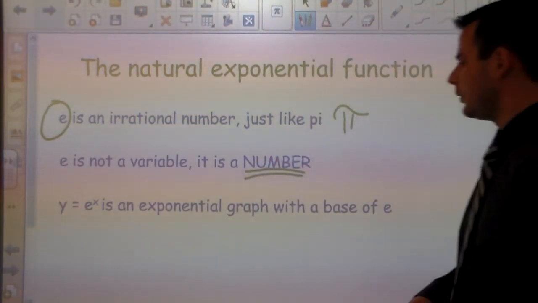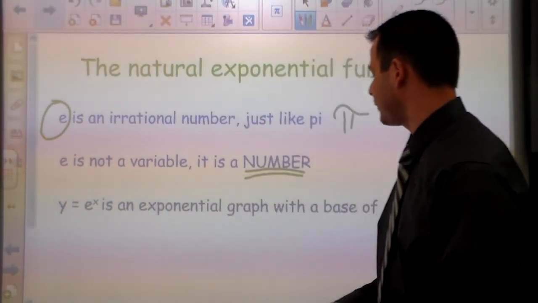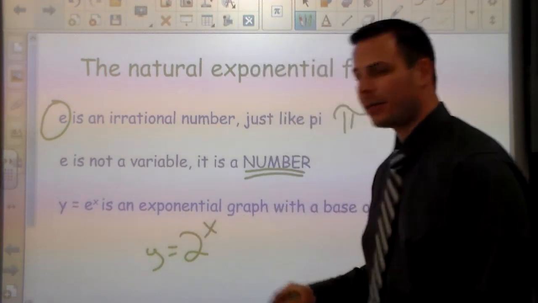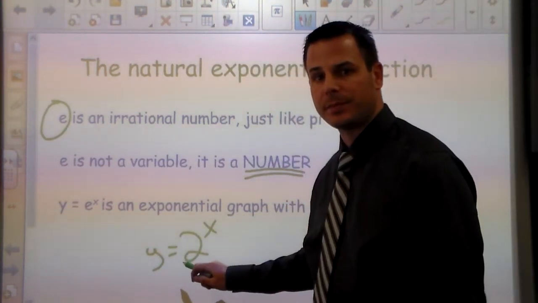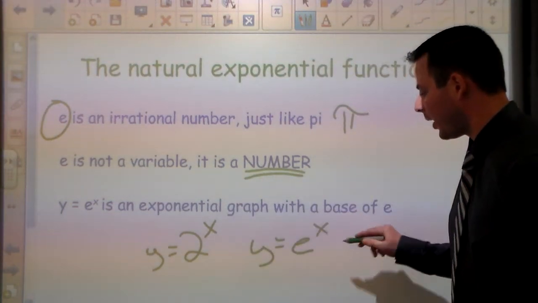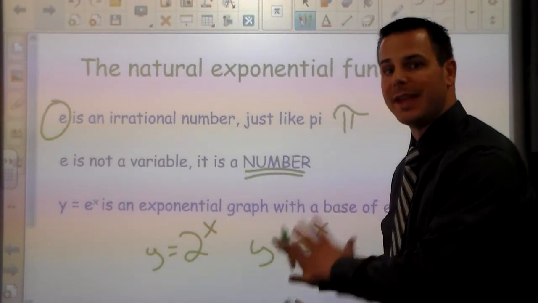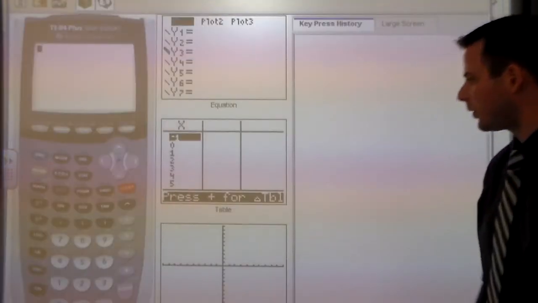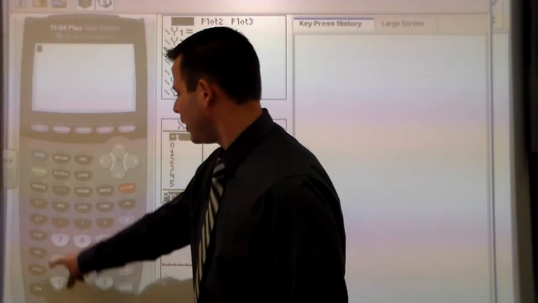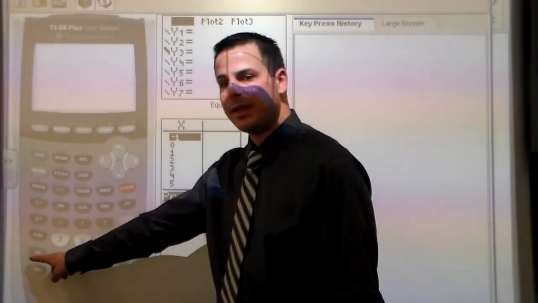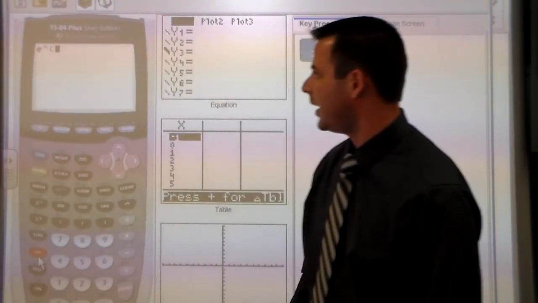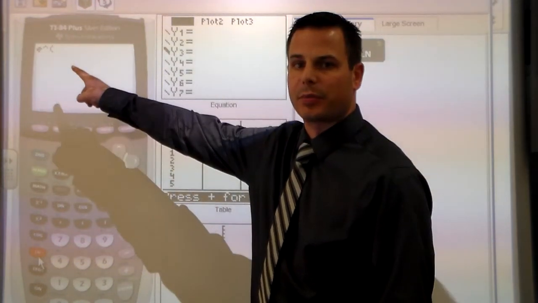Very important. So y equals e to the x power is an exponential graph with a base of e. If we have y equals 2 to the x power, that's an exponential function whose base is 2. y equals e to the x power is also an exponential function with a base of e. Let's take a look. The calculator has a button for e, so you can find it very easily. If you look on the left column of your graphing calculator, there's an e to the x function right there. If you ever want to calculate e to a certain value, press second ln, and it'll automatically open up a set of parentheses for you.